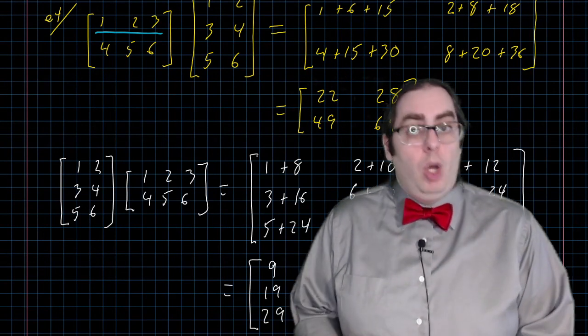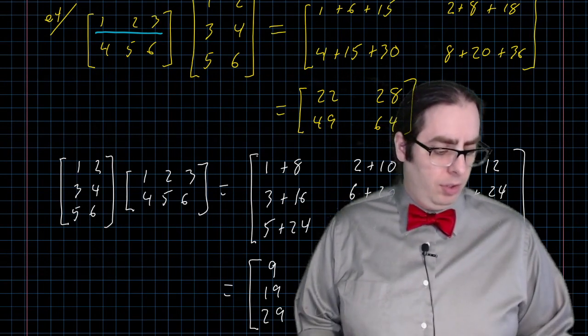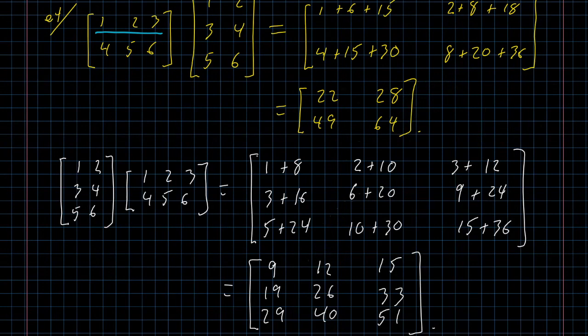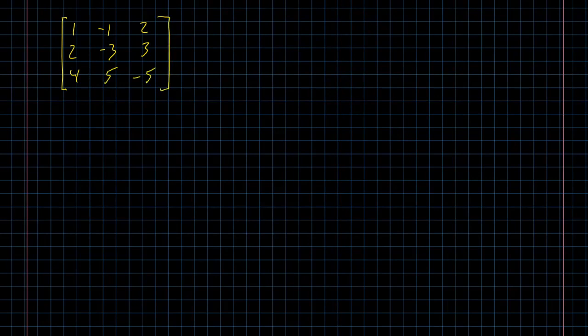So there should be a reason behind it, and luckily there is. Very specifically, setting up matrix multiplication like this gives us a really good meaning for taking a matrix, say a 3 by 3 matrix, 1, -1, 2, 2, -3, 3, 4, 5, -5, and multiplying that times a column vector, x, y, z.